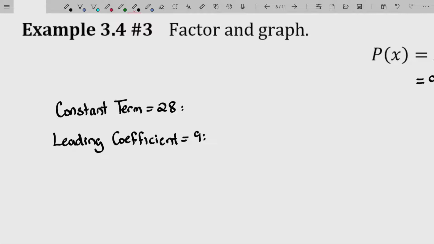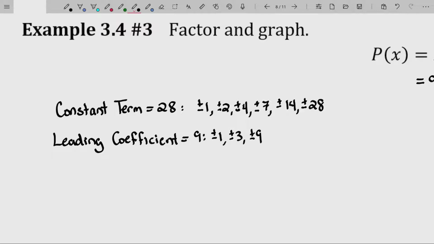Now that's quite a few, right? For 28: plus or minus 1 goes into that, plus or minus 2, plus or minus 4, plus or minus 7, and let's see, plus or minus 14 goes into that, and plus or minus 28. Shouldn't be missing any in there. I think we're okay. And then as far as the leading coefficient, plus or minus 1, plus or minus 3, and plus or minus 9. That's quite a few options.